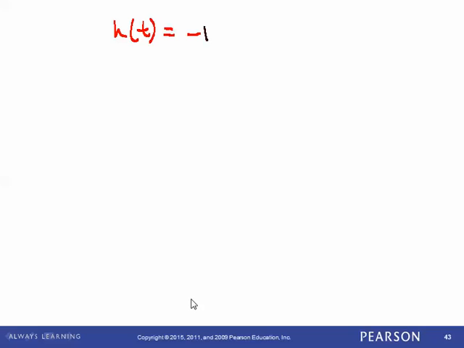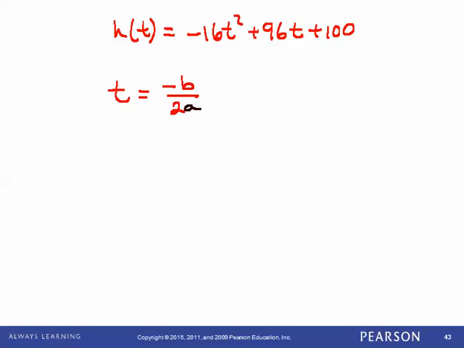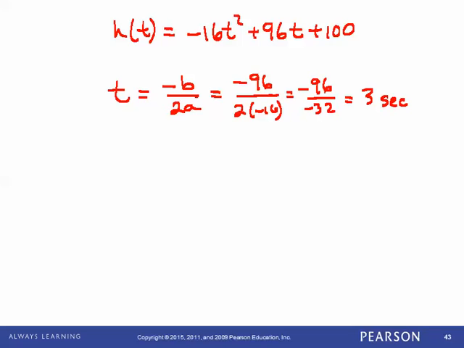So in this case, since my formula is given like this, and I want to know when it gets up to the maximum height, I only need to solve for this guy. If it asked me what the maximum height was, then I would have to plug this back into the equation and it would tell me the maximum height. But in this case I don't care about the maximum height, I just care about the time it takes to get there. So negative b over 2a, negative 96 over negative 32, and we get that it'll take 3 seconds to get to the maximum height.